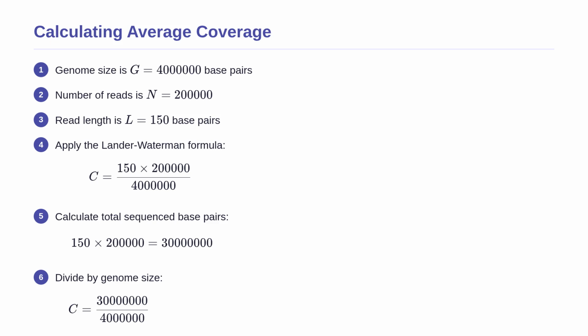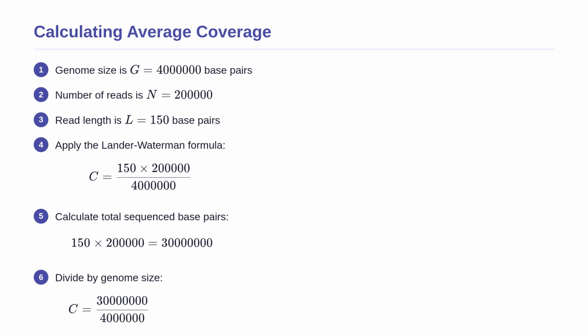Now that we have our formula, let us see this with a concrete example. Imagine you are tasked with sequencing a newly discovered bacteria. We are given that the total genome size is 4 million base pairs. Our sequencing machine generates 200,000 short reads, and each read is exactly 150 base pairs long. We need to find the average sequencing coverage.